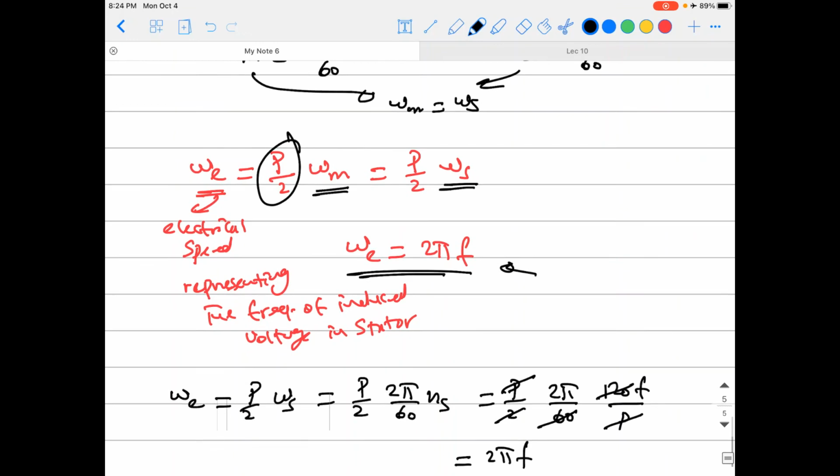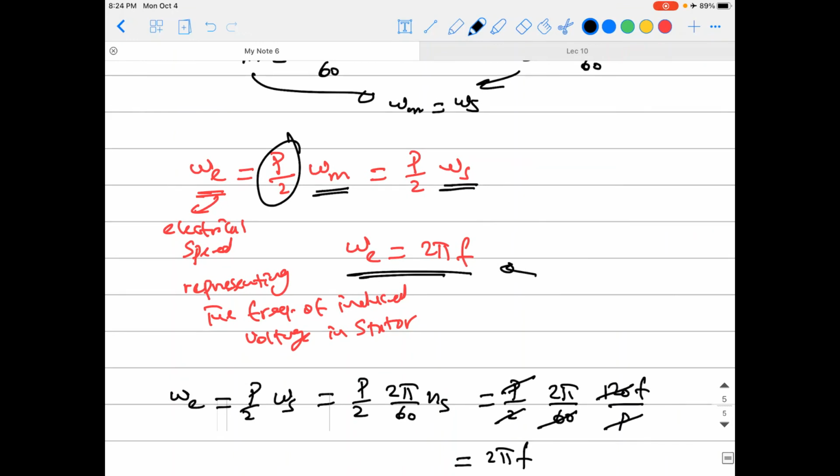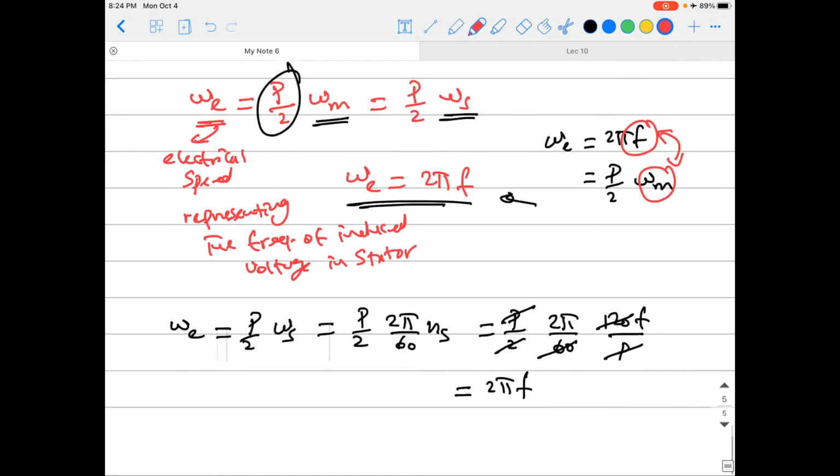So omega E equals P over 2 times the mechanical speed, and it also equals 2 pi f. That's why I'm saying for this kind of machine, the mechanical speed is synchronized with the frequency. So omega E, the electrical speed, can be calculated from 2 pi f, and also as P over 2 times omega m. That's why the frequency is synchronized with the mechanical speed, and that's why we call it a synchronous machine.